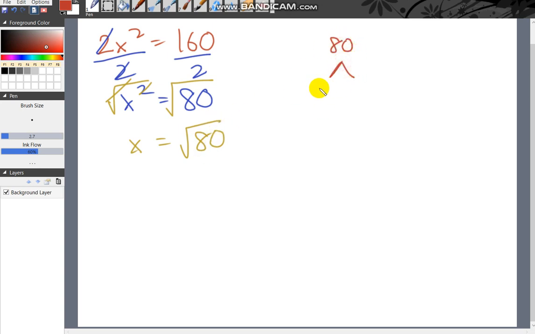80, I can see, breaks up into 16 and 5. And it looks like we got a little bit lucky here. We know the square root of 16 is 4. So basically when we break this up, 16 breaks up into 4 and 4. So what we have is x equals the square root of 4 times 4 times 5.